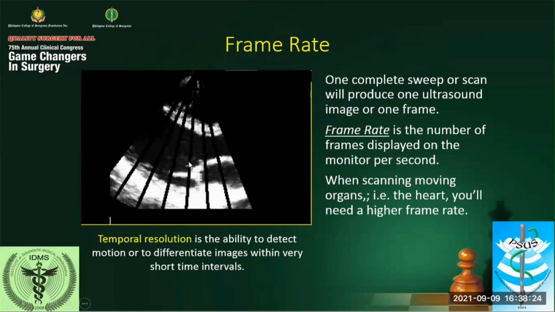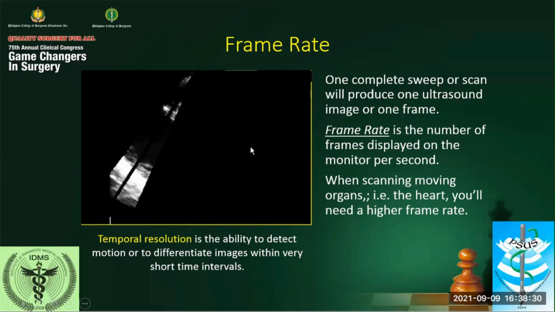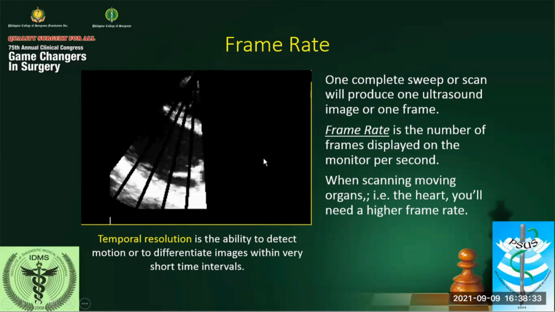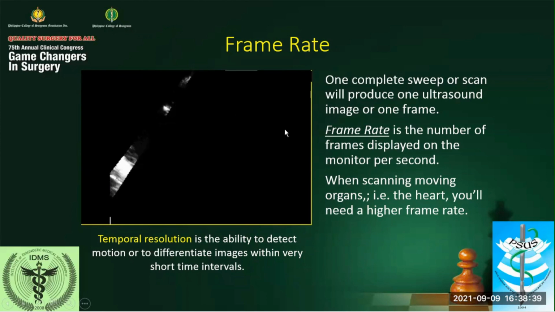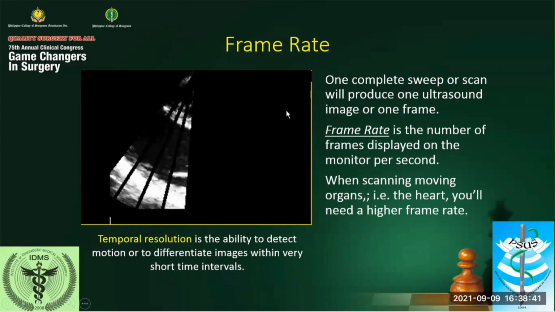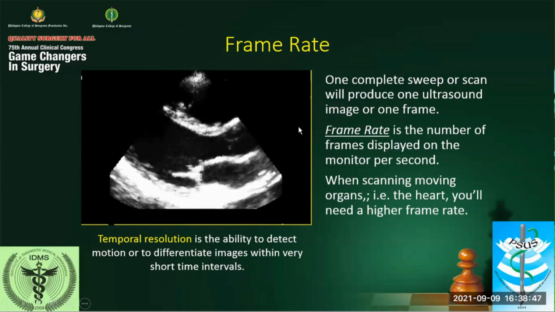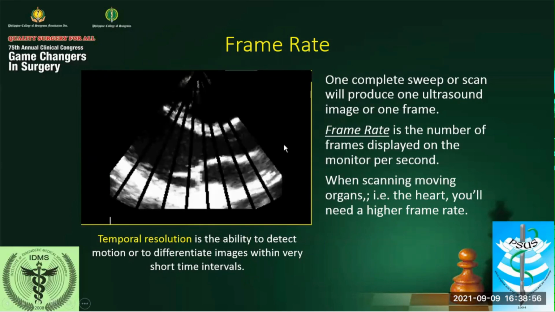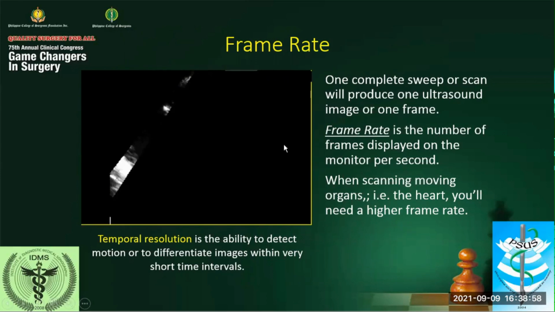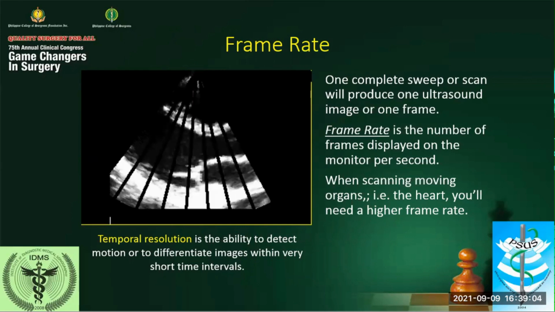So, this is a rough illustration. If this is one scan or one sweep, it produces one image or one frame. Now the frame rate tells you how many frames are being displayed in 1 second. So if the machine shows you 20 frames per second, that means this process is repeated 20 times in 1 second. So the machine is completing 20 scans in 1 second.